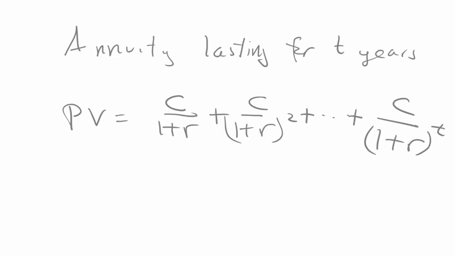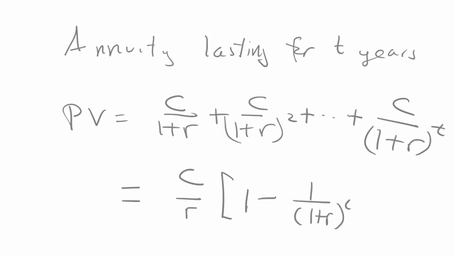Now, we could clearly plug this into a spreadsheet for any C and any R and get a number. Well, we can also use the reasoning of geometric series, and there's details in the notes if you're interested, to derive a formula for this. What it is, is C over R times 1 minus 1 over 1 plus R to the T.